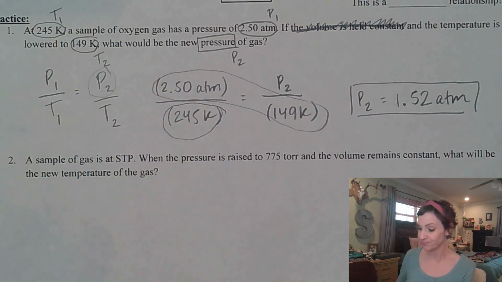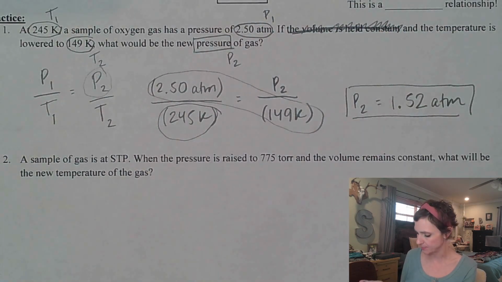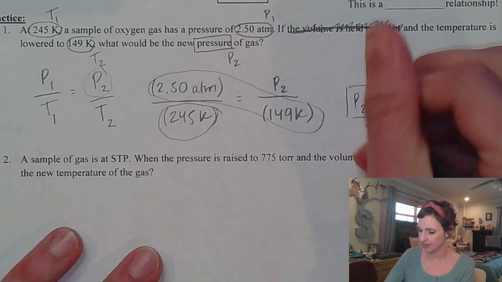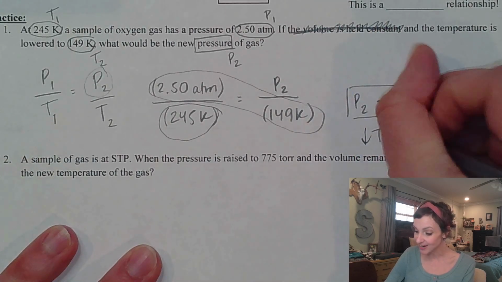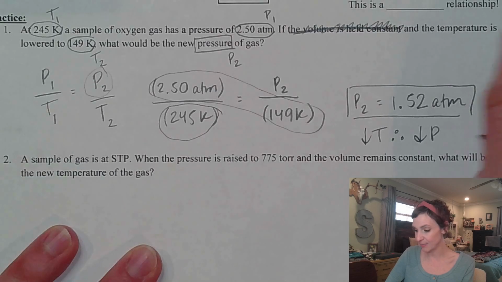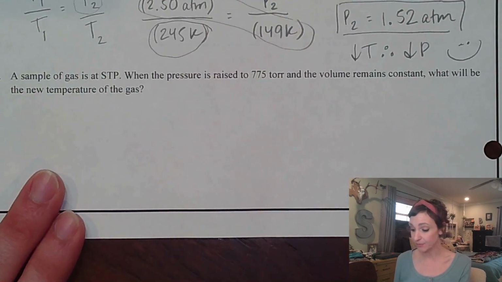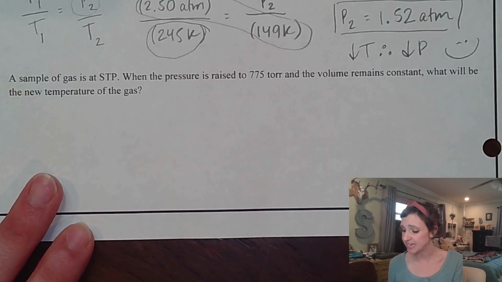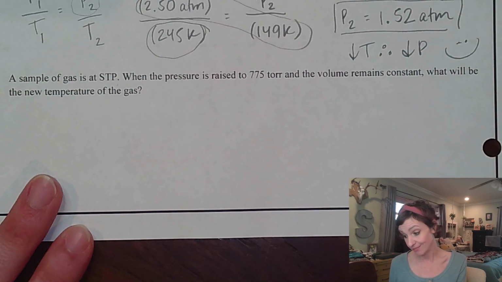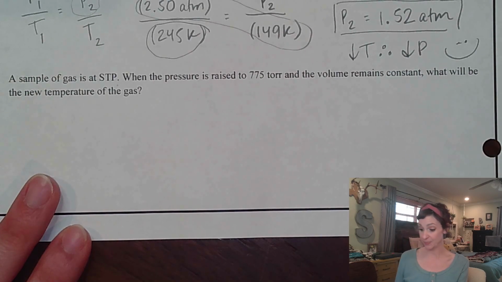So that's always good. Okay, so we have lowered, where'd my pencil lead go? My pencil lead disappeared. Here we go. So if I've lowered the temperature, therefore, I will see a lowering in my pressure. Thank you, Gay-Lussac. All right, our last problem, our last gas law problem for the day. It says a sample of gases at STP when the pressure is raised to 775 torr and the volume remains constant. What will the new temperature of the gas be?